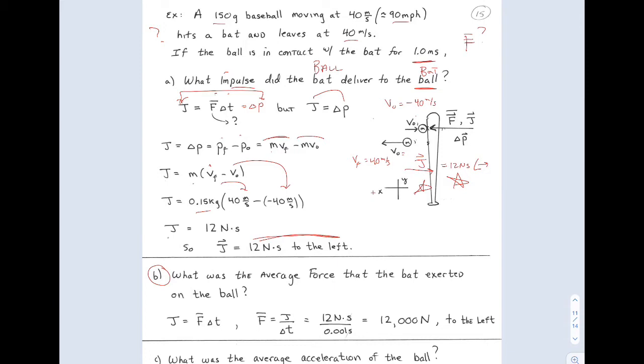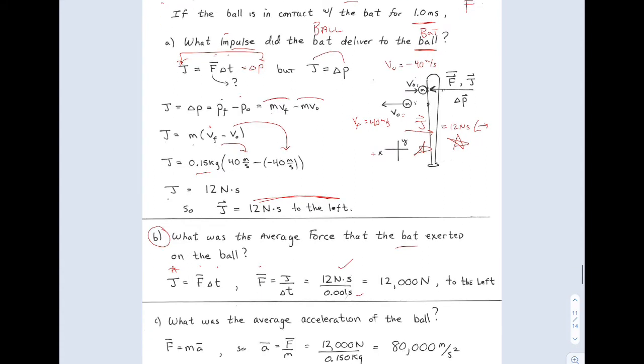Part B is, what's the average force that the bat exerts on the ball? Well, you already know the impulse is a number, and the impulse is the average force times the time, so I can just solve this for the average force. So here's the impulse, there's the time. That gives me the average force at the bat, and also the average force that the ball exerts back on the bat. But this is the average force that the bat exerts on the ball, and it's positive, so that means it's to the left in that picture above.